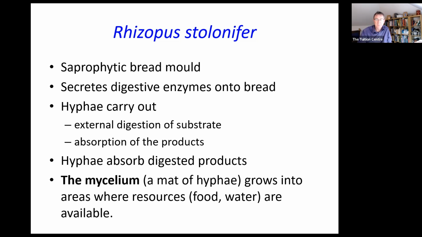It does what I said, secretes extracellular digestive enzymes onto the bread and absorbs the digested products. The hyphae then are for two things. They produce the digestive enzymes, and they're also involved in the absorption of the products. Hyphae are these very, very thin hair-like threads that make up this mycelial mat. So it will just keep growing.